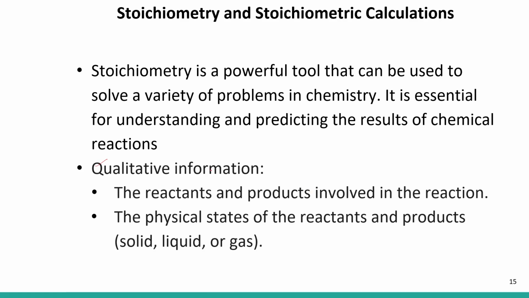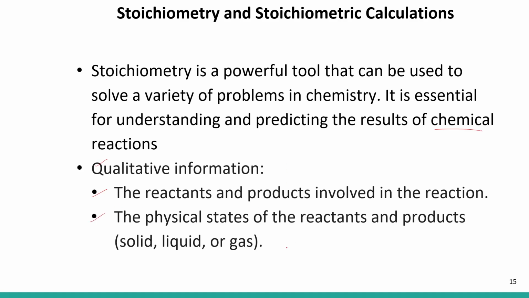The second thing we will get to know is the physical state of the reactant and product using that equation. So two things we can get from a chemical equation. The first one is the reactants and products present in that reaction, and the second is what the state is.